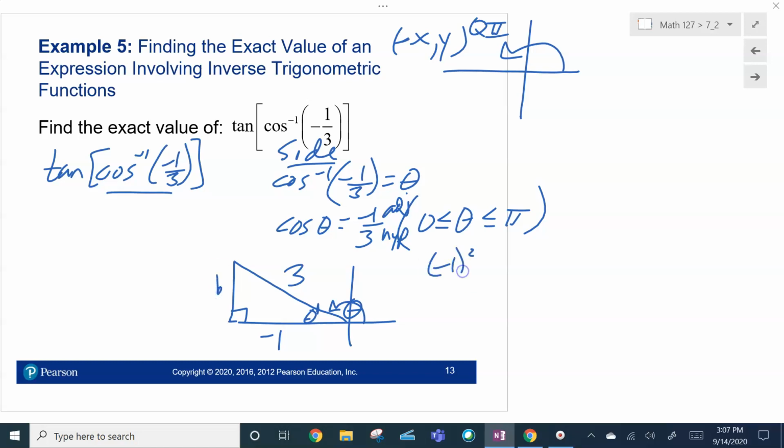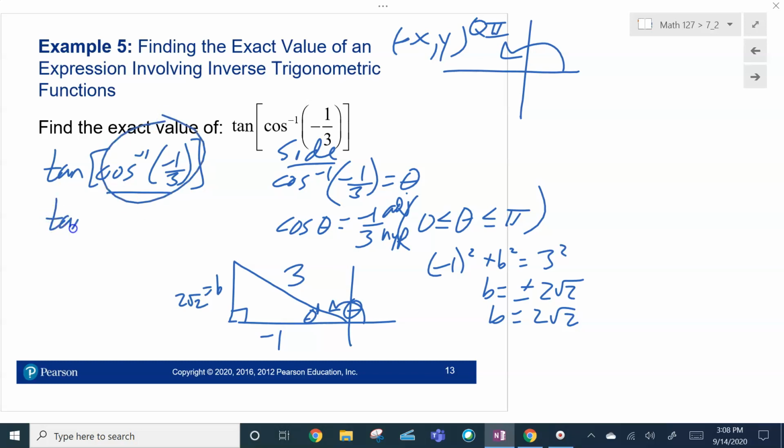So negative plus or minus 2 root 2. So positive y there. We're going to call that 2 root 2. And what do we call that angle? We call that theta. So I'm solving for tangent of theta, which is opposite over adjacent, or SOHCAHTOA, whatever you use to remember opposite over adjacent for the tangent.